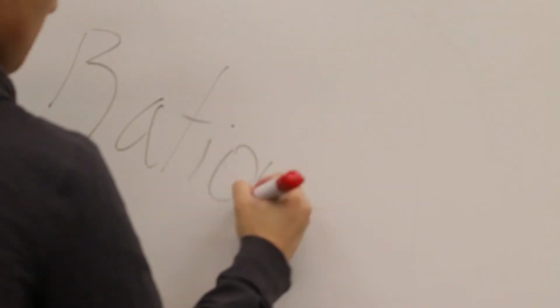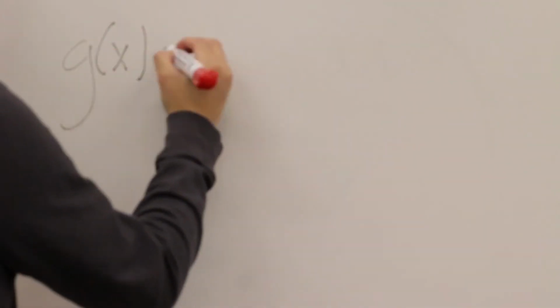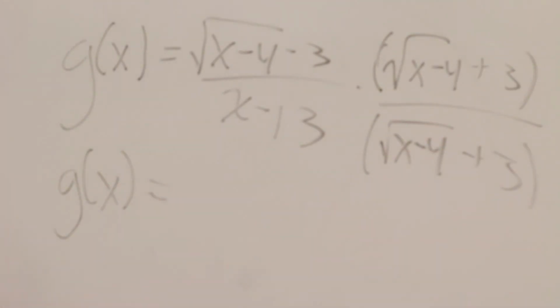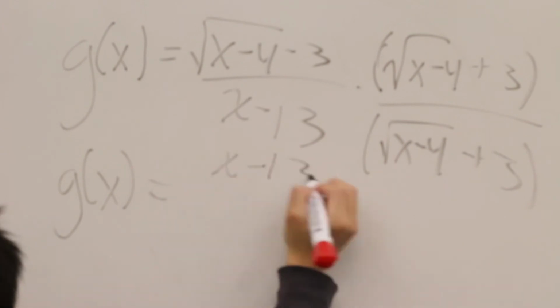The final way is to rationalize the function. You do this by multiplying the numerator by the opposite of itself. Then you distribute the number and then you can factor and solve.